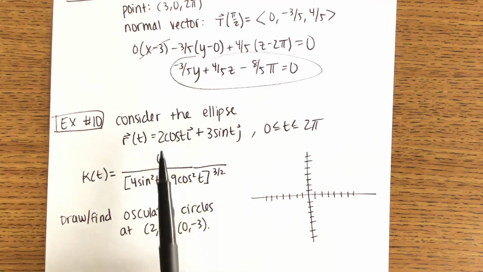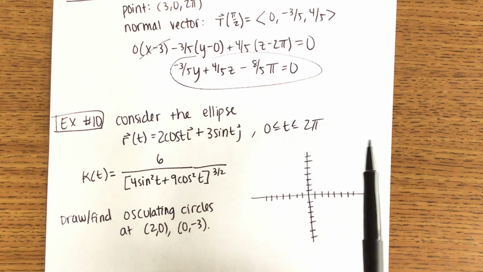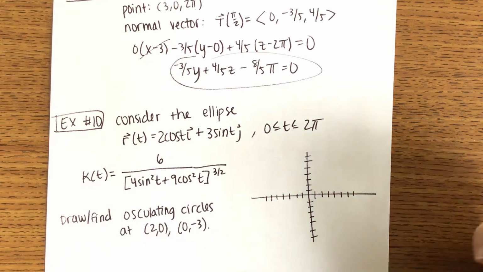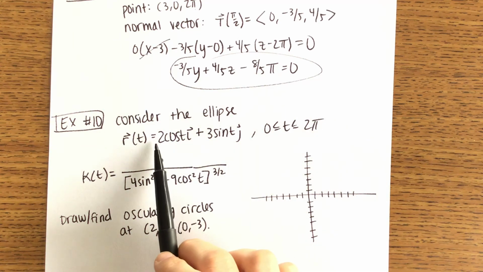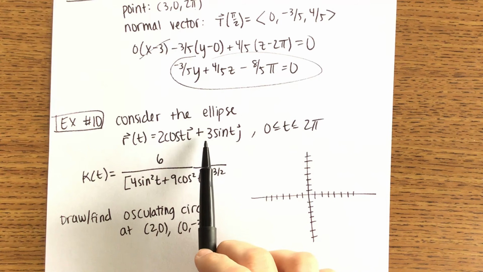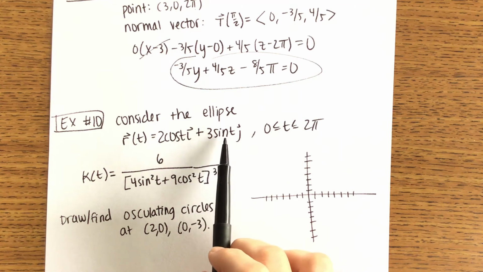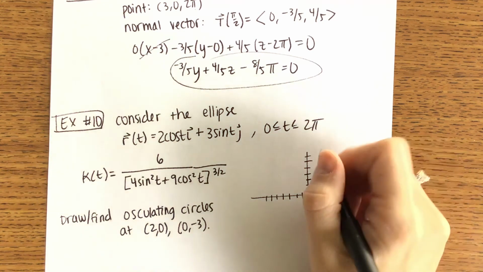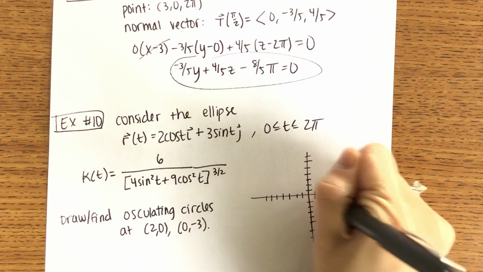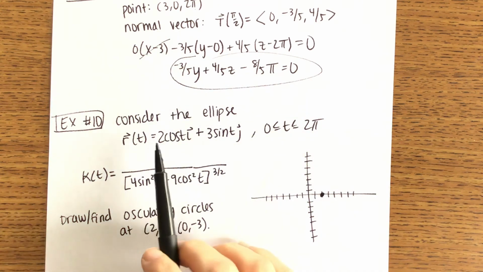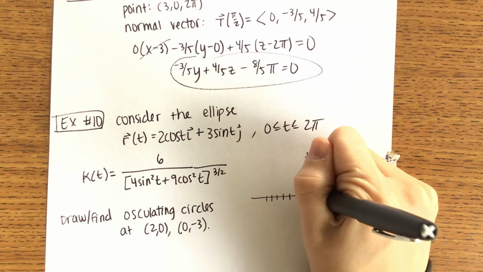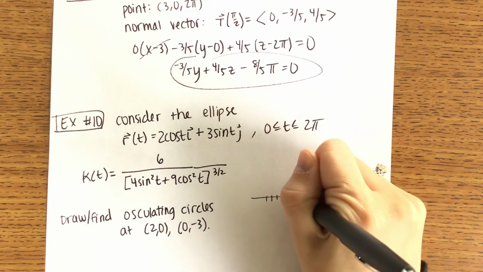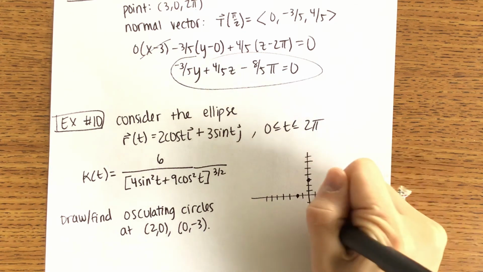Okay, if we draw this ellipse, plug in 0, pi, 2 pi, etc. If you plug in 0, we get (2, 0), so that'll be this point right here. If we plug in pi over 2, we get (0, 3). So you should be able to see that this is what your ellipse is going to look like.